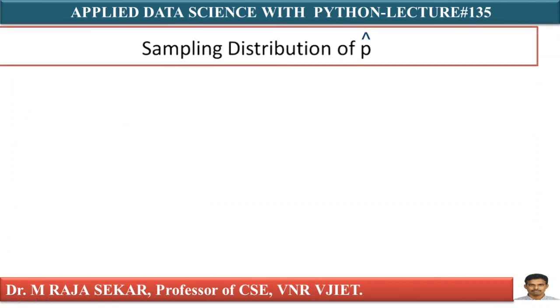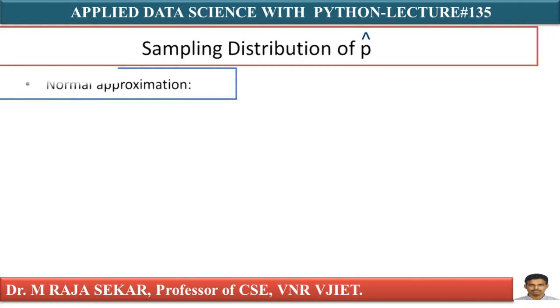Just see this one. This is the sampling distribution of p cap. From the population, we will take the sampling proportion. That is what I discussed. If you have a population, I will repeat, from the population we will take the sampling proportion. If we plot the sampling proportion, that will follow a normal distribution. I already discussed this, but as it is important, I am repeating.